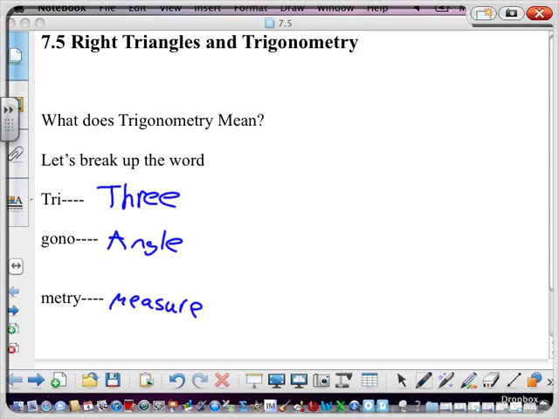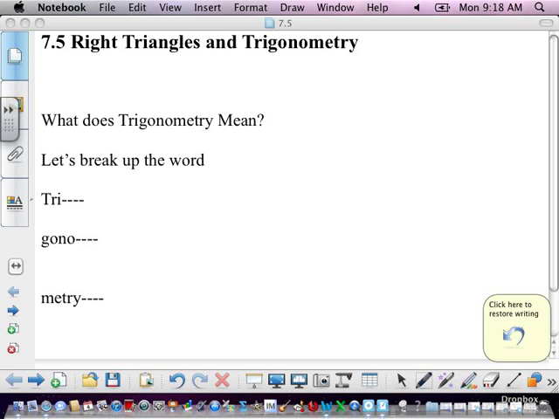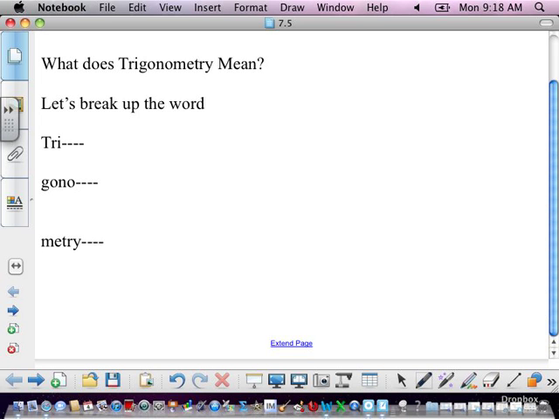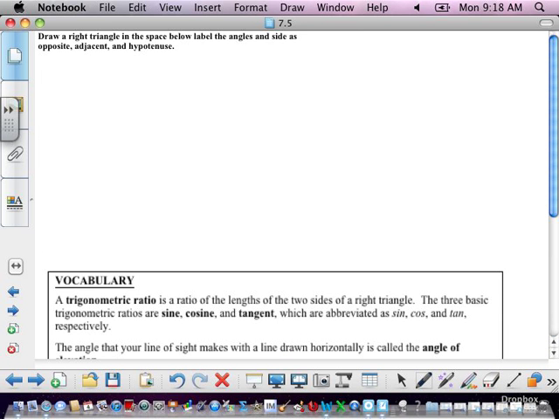Now I want you to move down. Again, that's tri, angle, measures. And we are going to draw a right triangle in the space below and label the angles like A, B, C. And then you're going to pick an angle. So draw a right triangle, everybody, right now, on your paper. Label the angles A, B, C.